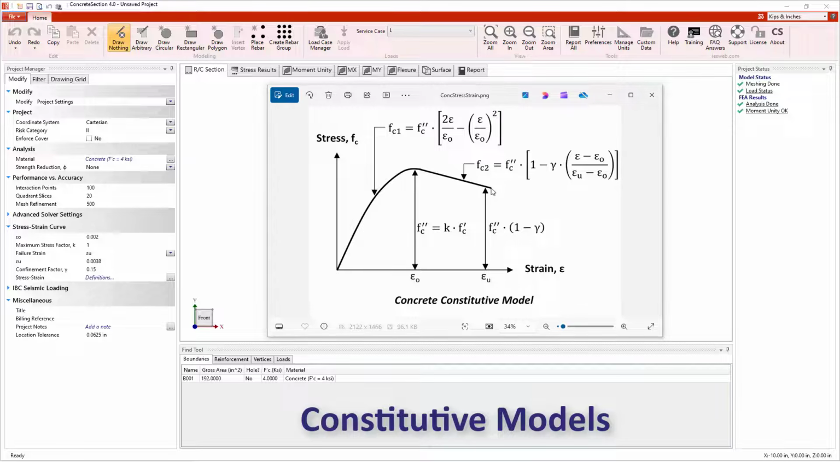The concrete compression stress-strain behavior is defined using four key parameters: the strain at maximum stress, epsilon naught, the ultimate strain, epsilon u, the maximum stress factor, K, and the confinement factor, gamma. The maximum compressive stress, f''c, is calculated as K times f'c, where f'c is the specified compressive strength. This maximum strength occurs at epsilon naught. At the ultimate strain, epsilon u, the stress is reduced to f''c times the quantity of 1 minus gamma.